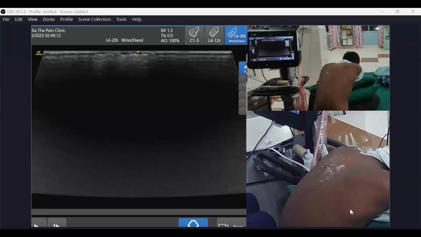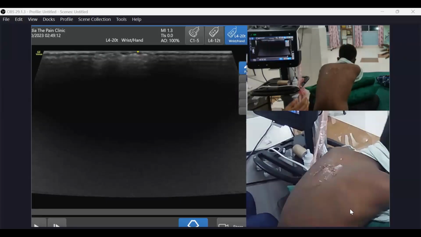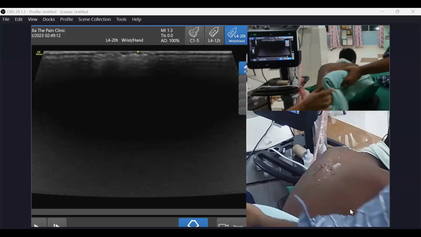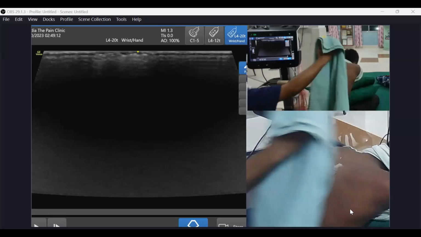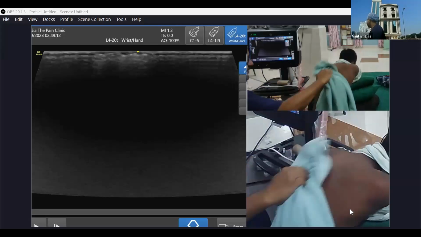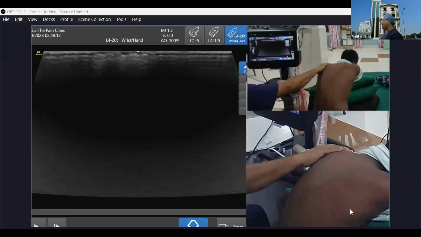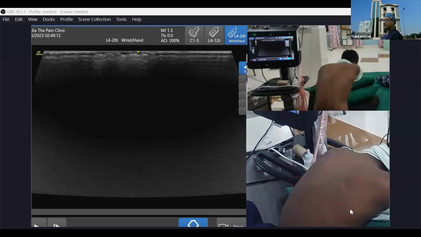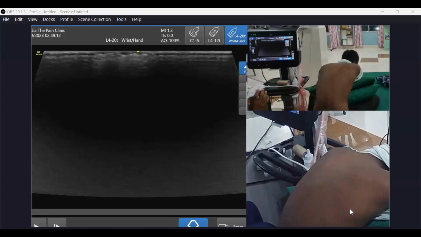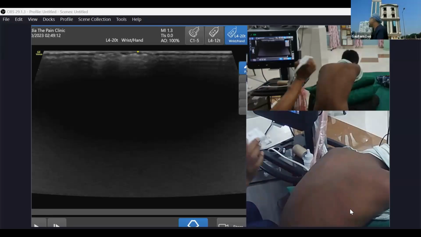Okay. Sir, anything else? Sir, how to do this suprascapular nerve? Suprascapular nerve block. Have I not described it in the shoulder? You described. Okay, just stand.